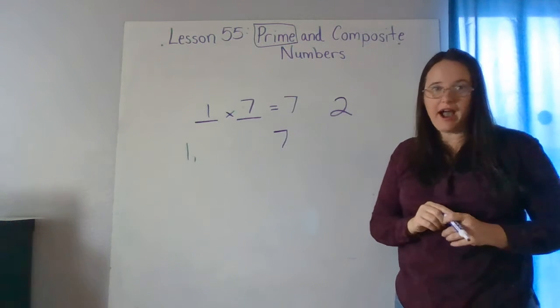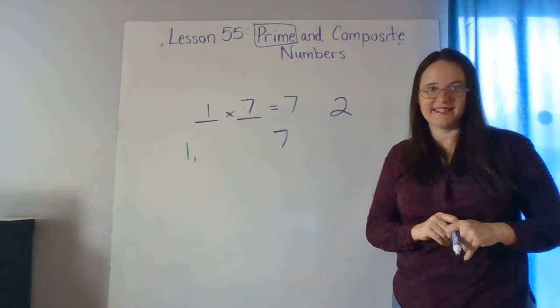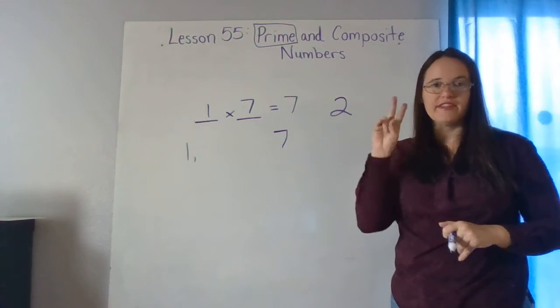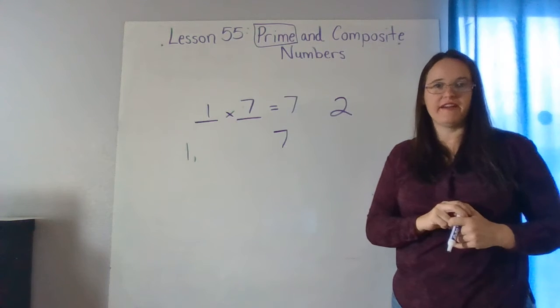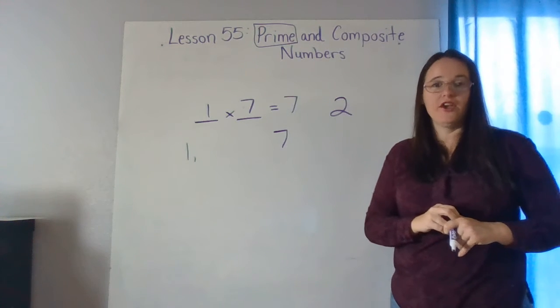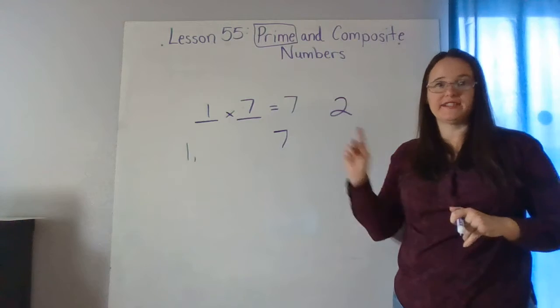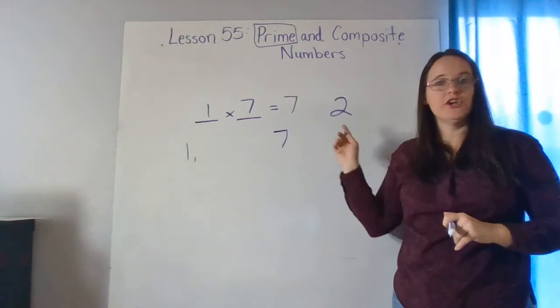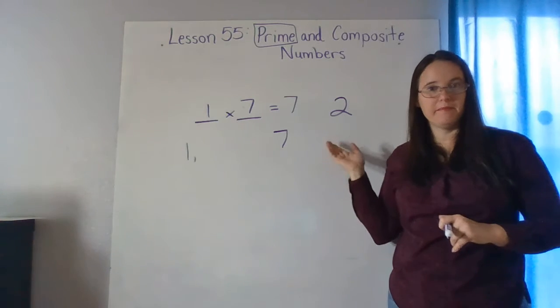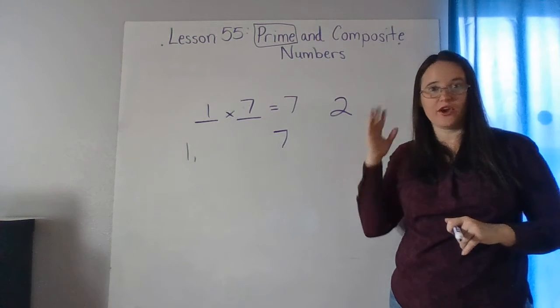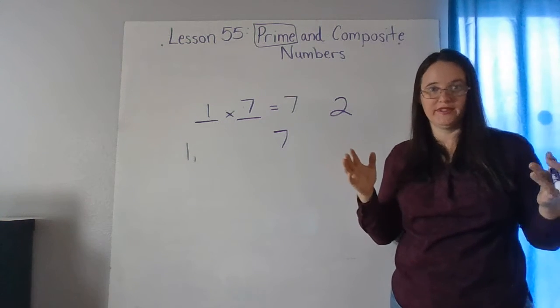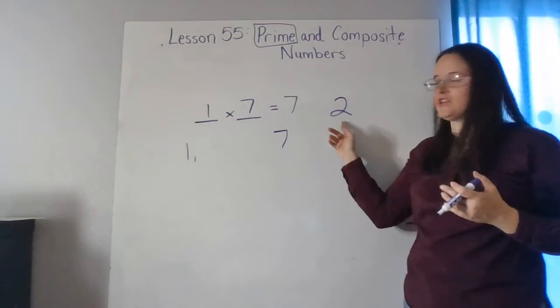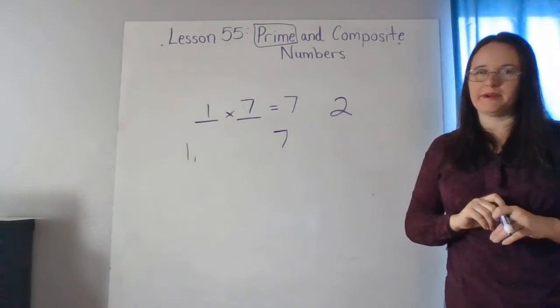Numbers that are not prime are called composite numbers. If they have more than 2 factors, they are a composite number. So all even numbers except 2 are composite numbers. 2 is a prime number because its only factors are 1 and 2. So 2's our only even prime number.